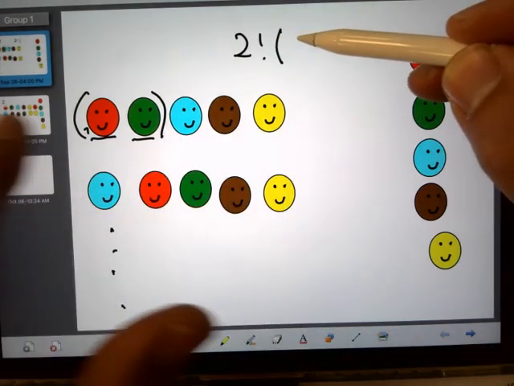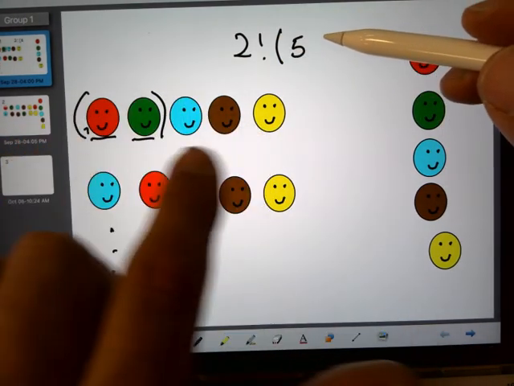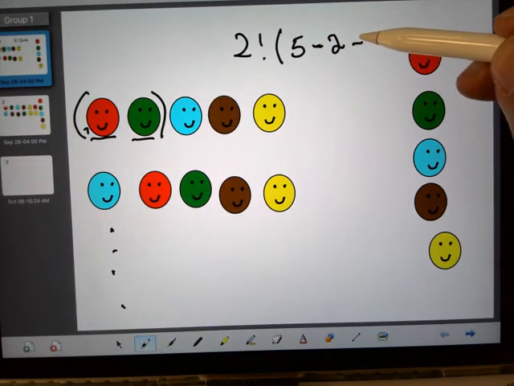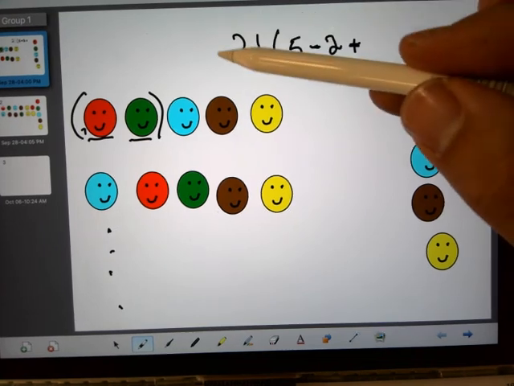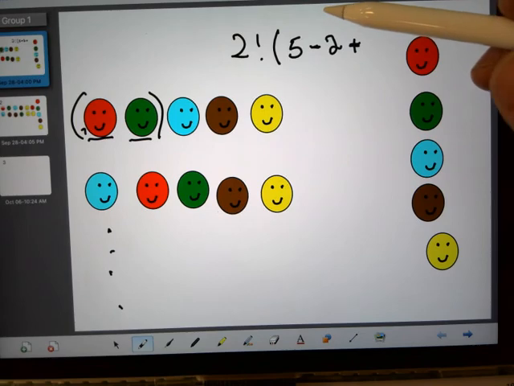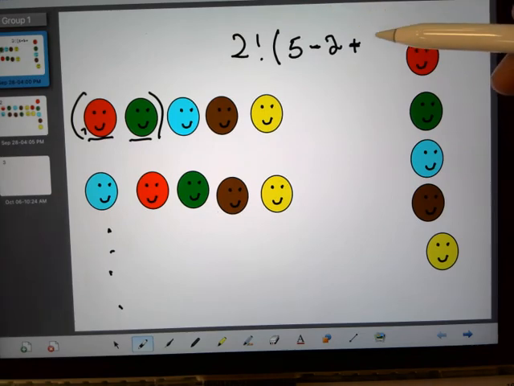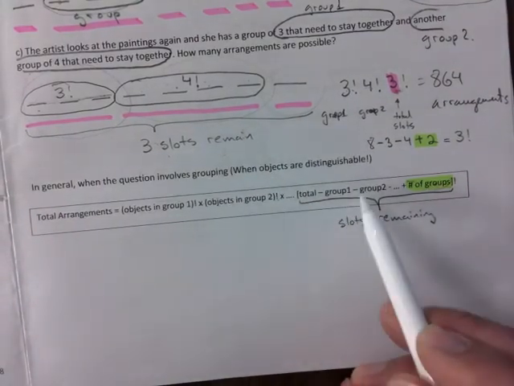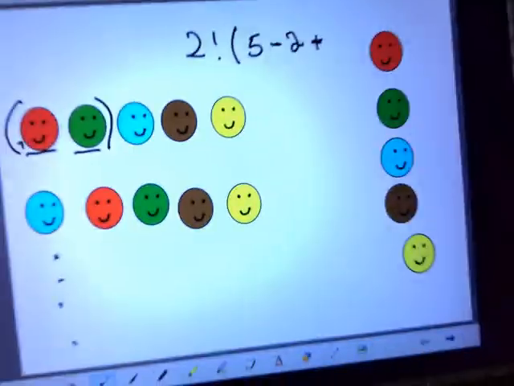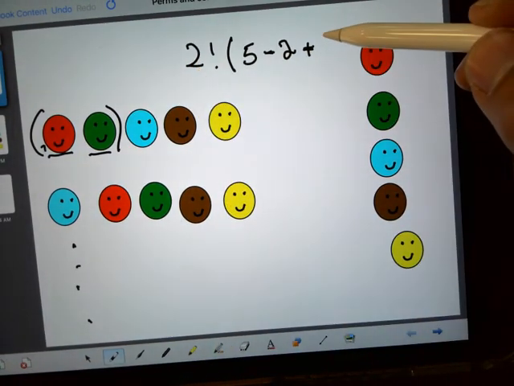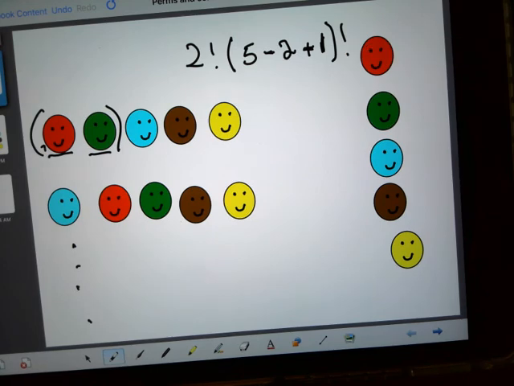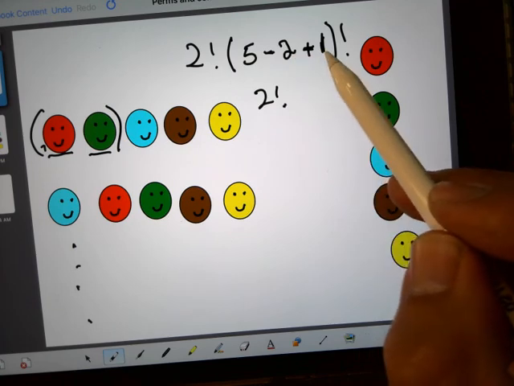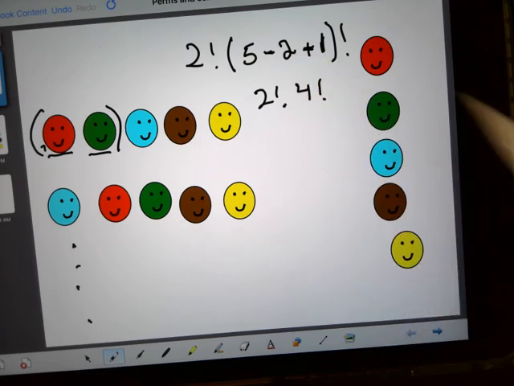So you'd say a total of 5, that's how many individuals are present in this case. You would subtract the 2 in that group. And then what would I have to add in this case? The number of groups present. In this case, it's just 1. The formula does say that: the number of groups present. So look in the front here, how many groups do you have? In this case, there's only 1 group, so you'd add 1 and then factorial that. So that gives you 2 factorial, 5 minus 2 is 3, plus 1 is 4, 4 factorial.